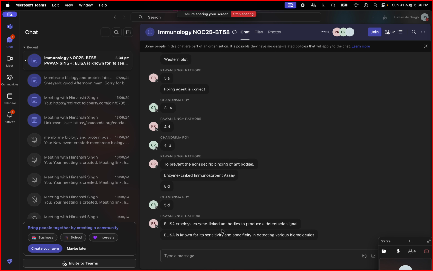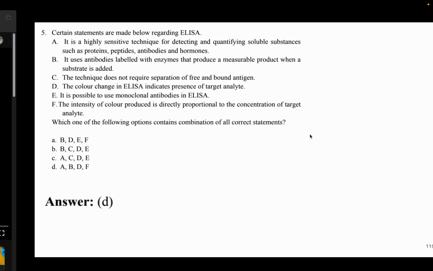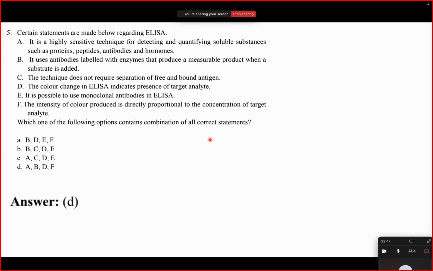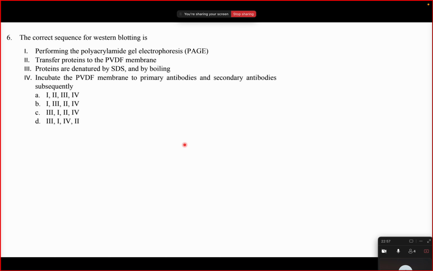ELISA employs enzyme-linked antibodies to produce a detectable signal. ELISA is known for its sensitivity and specificity in detecting various analytes, it's absolutely correct, but okay, great. So all of you gave the right answer, but I really want you guys to either know or explain to me why we can't use monoclonal antibodies in ELISA. Okay, so have this answer with you.